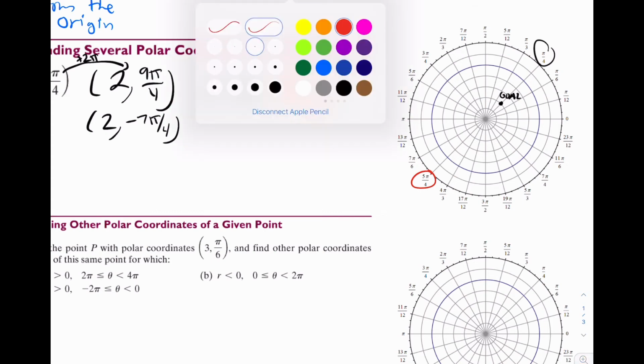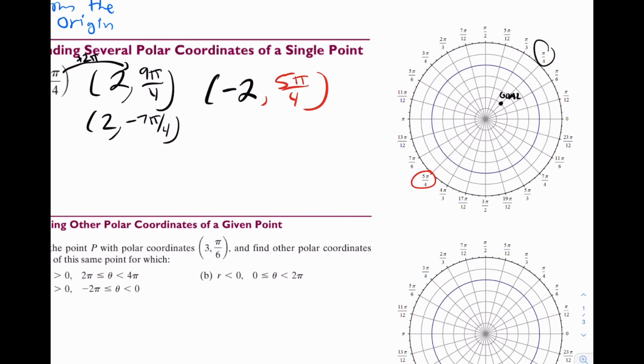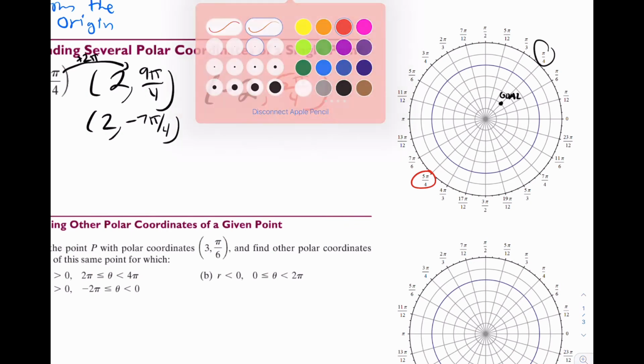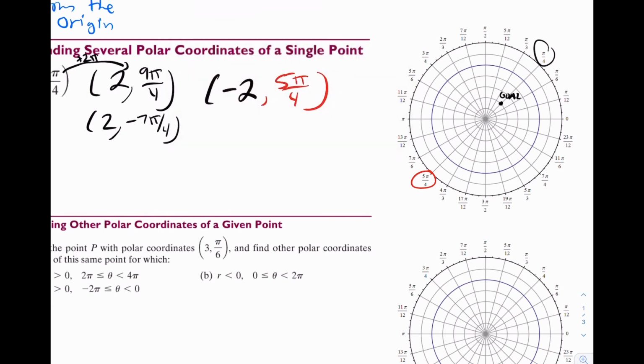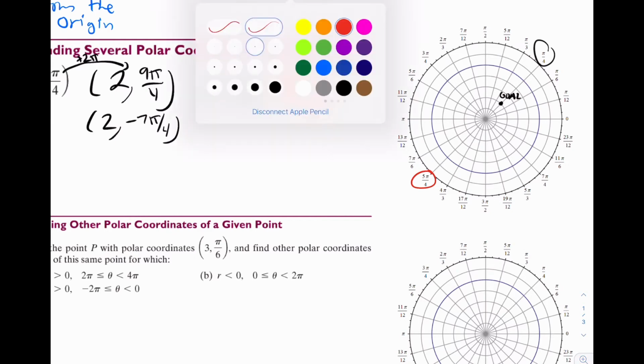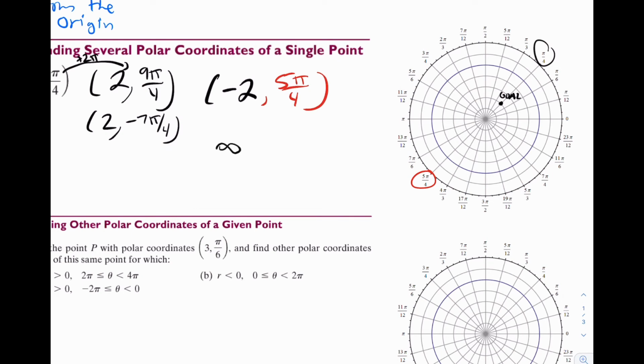I asked you a question like, how long could we keep creating these other answers? And the answer is forever. There are infinite representations of a point in polar, whereas in rectangular there's only one representation. In polar we can do this forever. That's why polar is a little bit more complex.